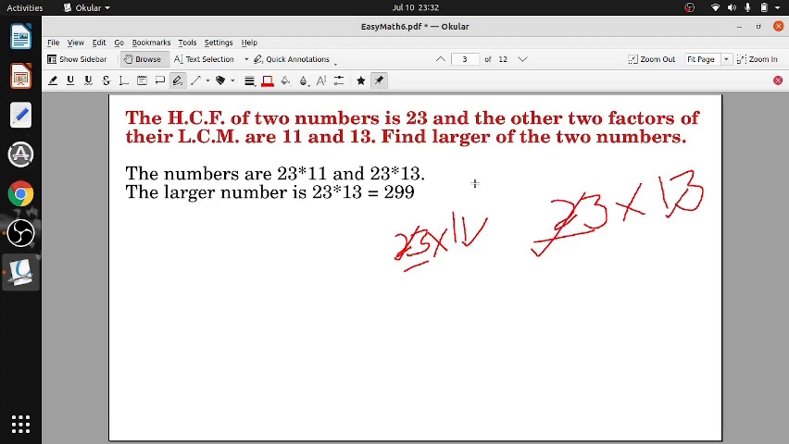So bigger number कौन सा होगा? Bigger number will be 23 into 13. That is 299. A smaller number will be 23 into 11, but we don't need. हमको क्या चाहिए? Larger number. So ये smaller number 23 into 11, larger number 23 into 13, that is 299.